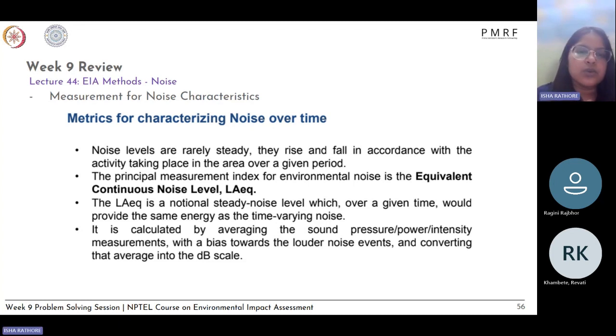The principal measurement index for environmental noise is the equivalent continuous noise level, or the LAeq. This is the notional steady noise level which, over a given time, would provide the same energy as the time-varying noise. So it's calculated by averaging the sound pressure or power or intensity measurements, with a bias towards the louder noise events, and converting that average into the decibel scale.